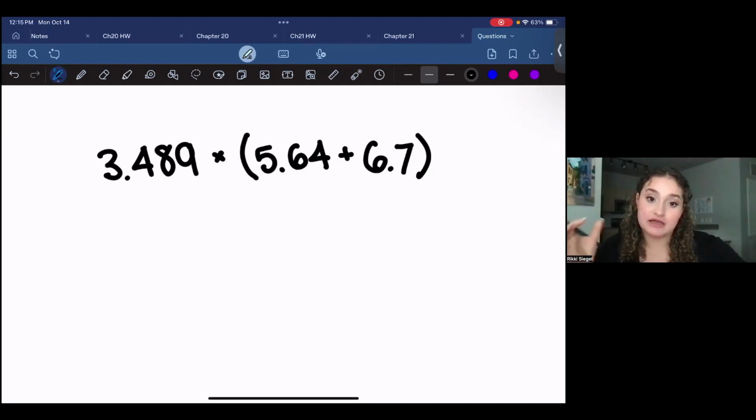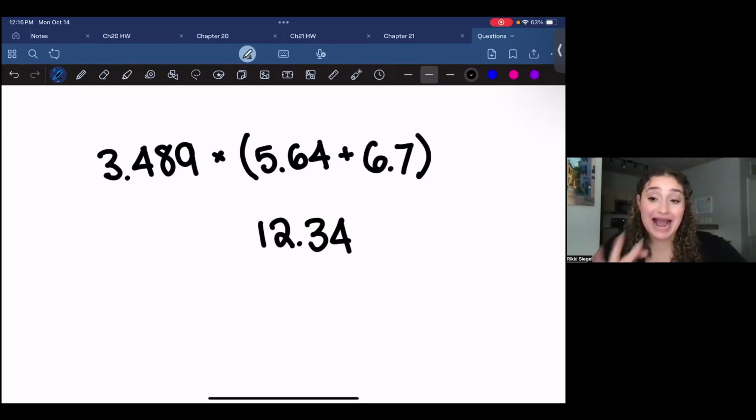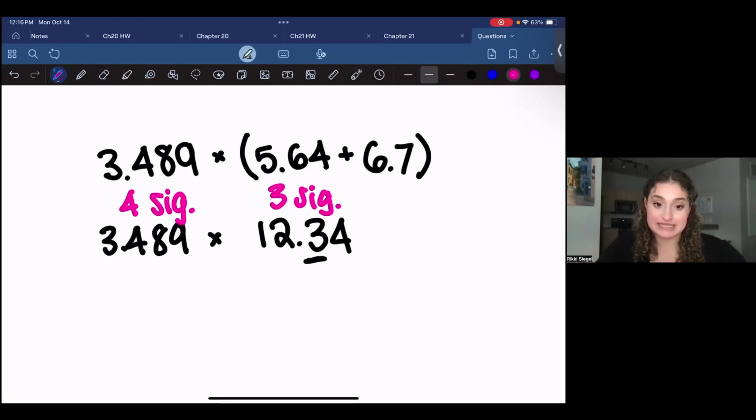So if we plug in this addition problem first, whatever is in our parentheses, we would get 12.34. Our actual answer, if we were just asked what is the correct answer when we are doing 5.64 plus 6.7, would be 12.3. This is now 3 sig figs. And then when we multiply this by 3.489, well, this number has 4 sig figs. After completing this, our answer can only have 3 sig figs.